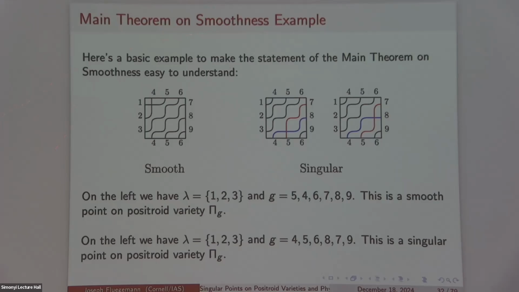Okay, a very, very easy example to display what this theorem is saying. So this is the point lambda equals 1, 2, 3 corresponding to that patch on the Positroid variety in the Grassmannian, and for this bounded affine permutation, there's no moves, so it's smooth. For this one, there is a move given by the blue and red pipes that have a cross and near miss. So you have these two different representatives, and so this is a singular point on the Positroid variety.